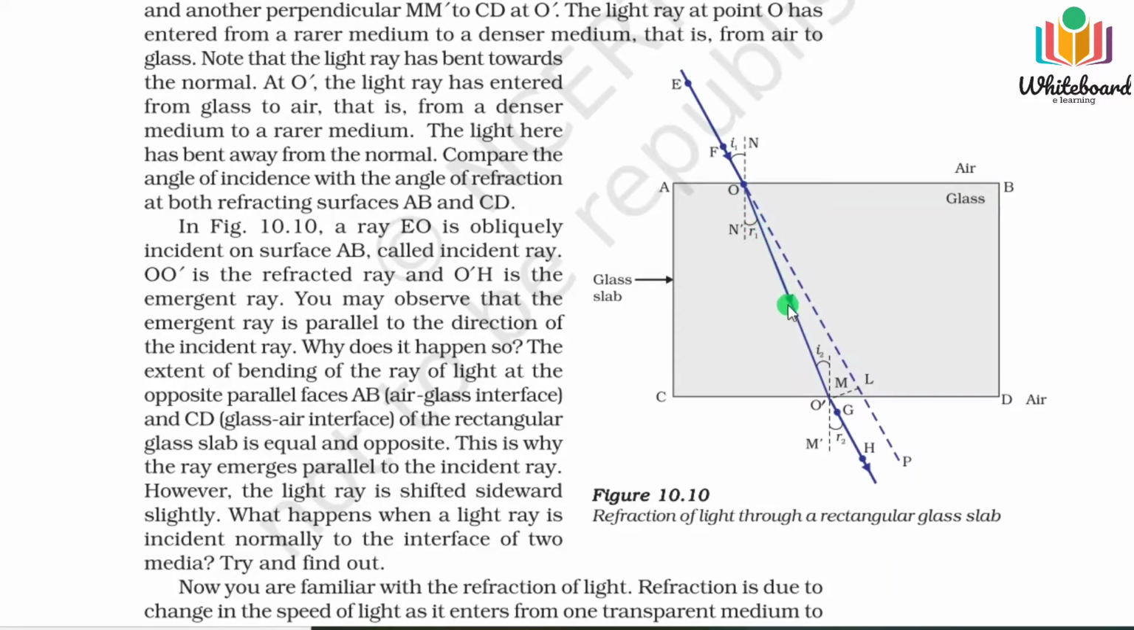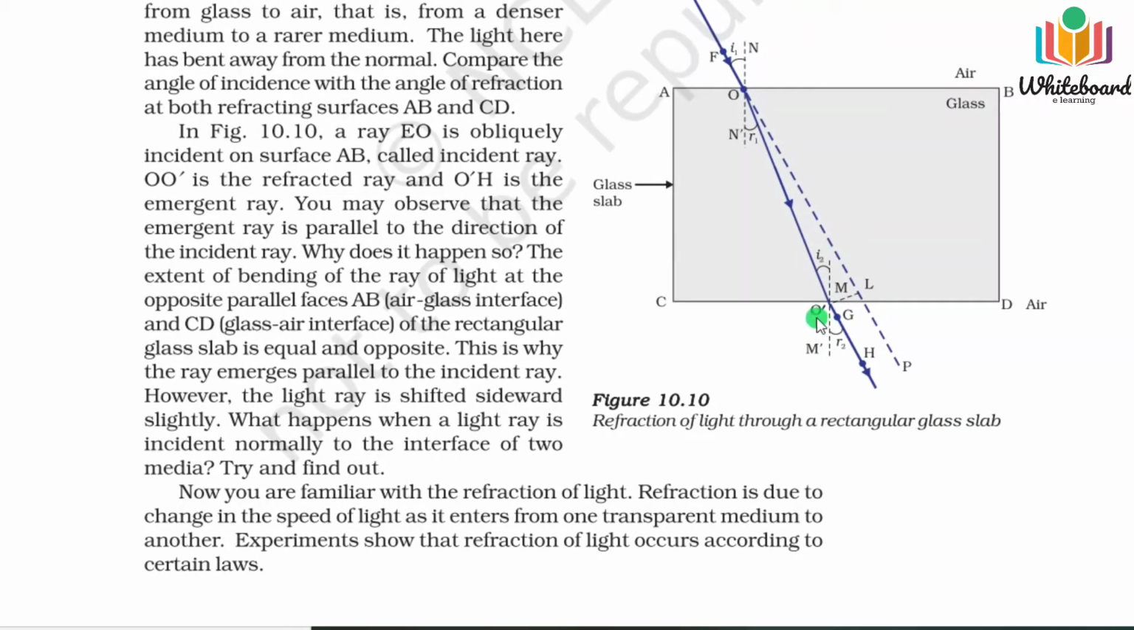And again the ray will follow the same path and fall on the interface of two media, and now this interface is nothing but the glass-air interface. You can see it is going from denser to rarer medium. Then what will happen? In this position the ray will go away from the normal. As it is going into the rarer medium, it will go away from the normal. Then the angle R2 must be greater than I2.